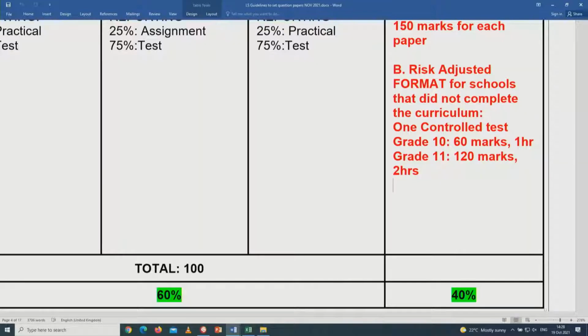And don't be afraid, after this broadcast today, I am going to distribute this same document, this one in front of you, to the schools, to the subject advisors, and through them to the schools.